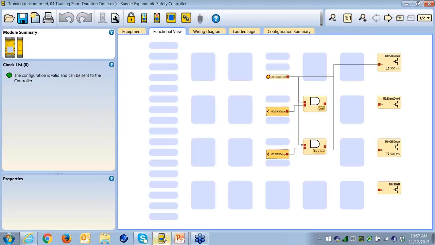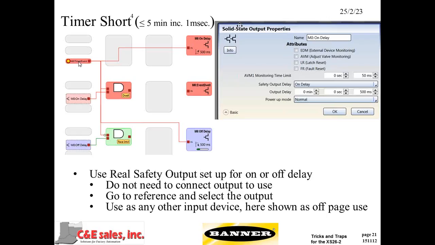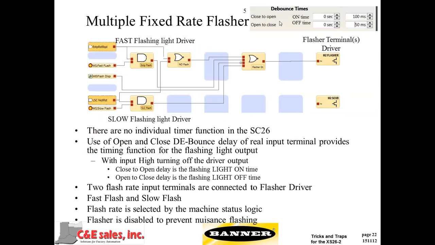Let me go on to the next topic then, and that is the flasher circuit. I had an application where there was a need to have lights flashing. The customer wanted different flash rates and so on and so forth. And what I did there is I used the on and off delay of the anti-bounce of a real input and set up a period. I set up basically a multi-vibrator.